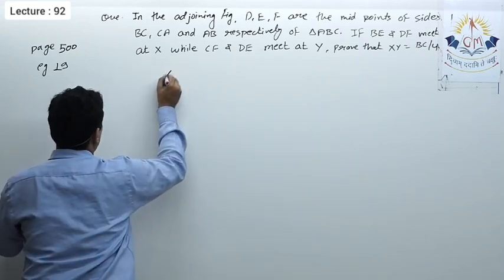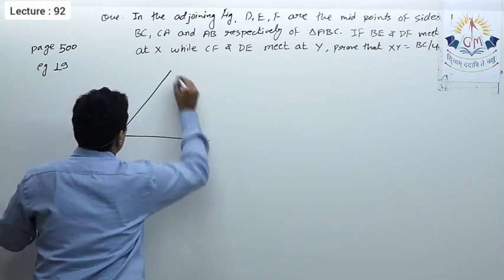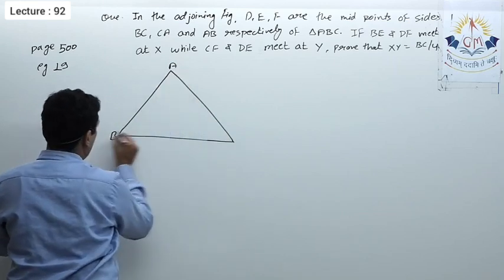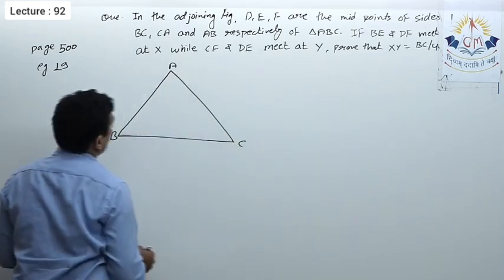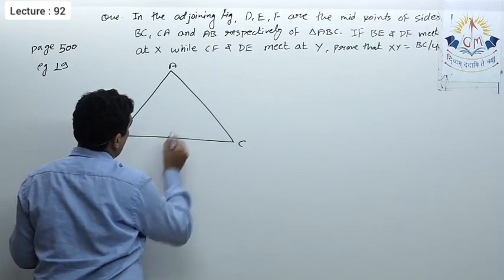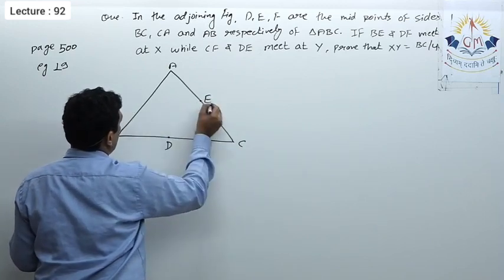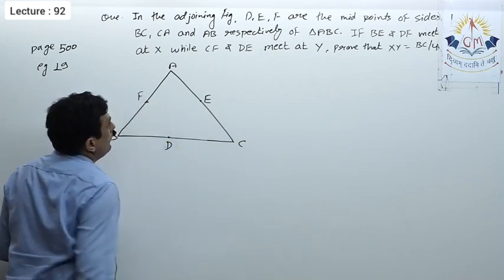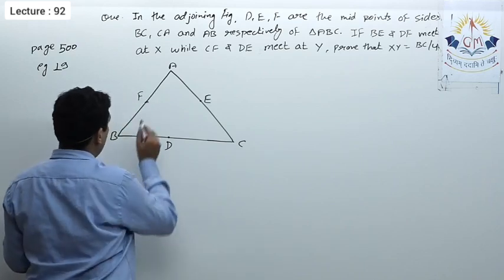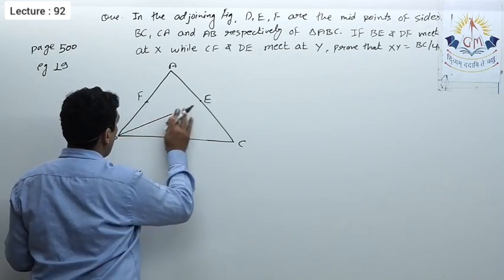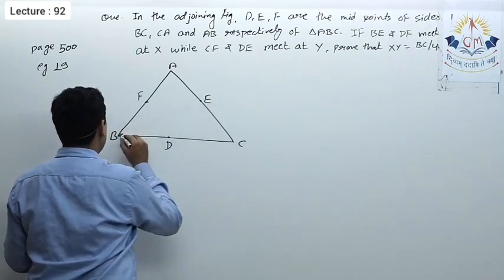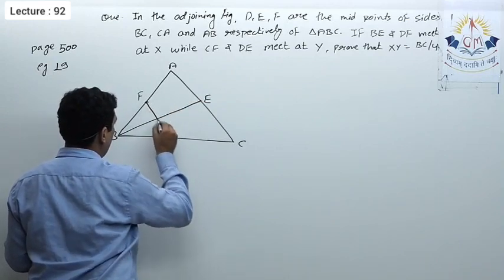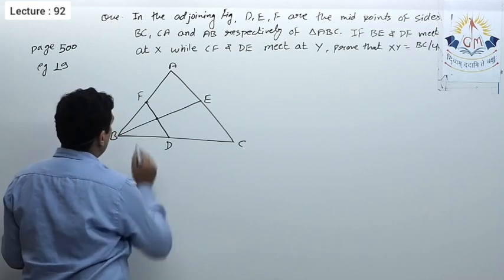Okay, we have triangle ABC. D, E, F are midpoints of BC, AC and AB. If I join BE and if I join DF, BE and DF meet at point X.